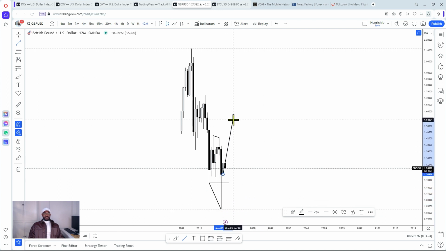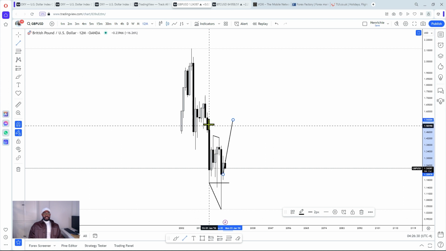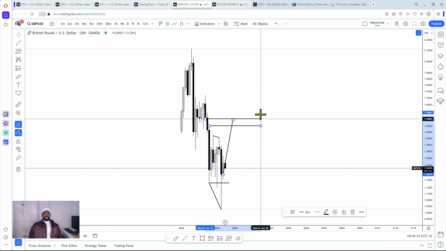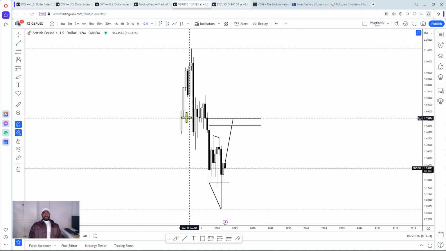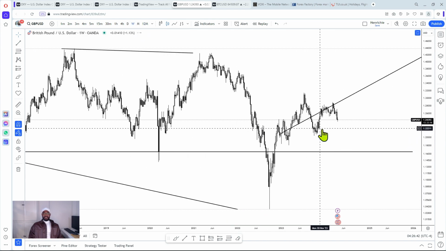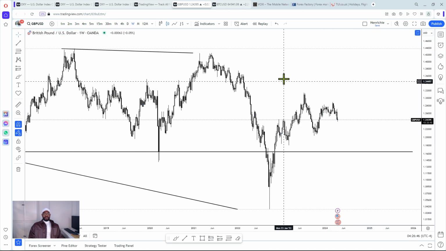So I wouldn't be surprised to see a continuation to the upside, potentially to mitigate these extreme levels because we have inefficiencies resting right here. So that is what I'm looking forward to see on GBP US dollar. I don't really like trading this pair because it's very, very manipulated, and I just try as much as possible to stay away from it.